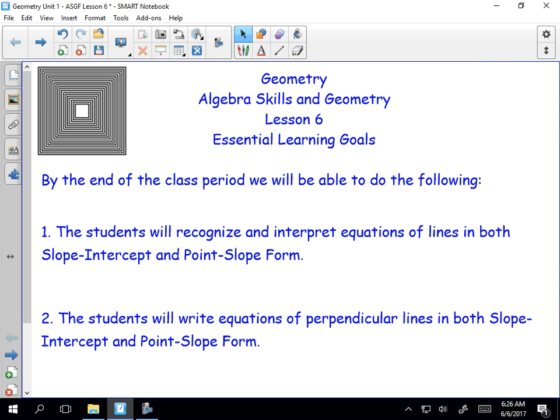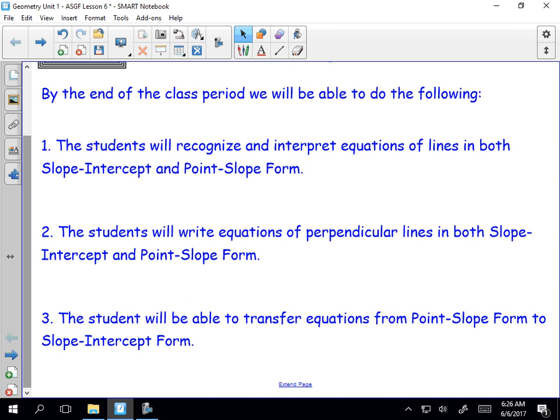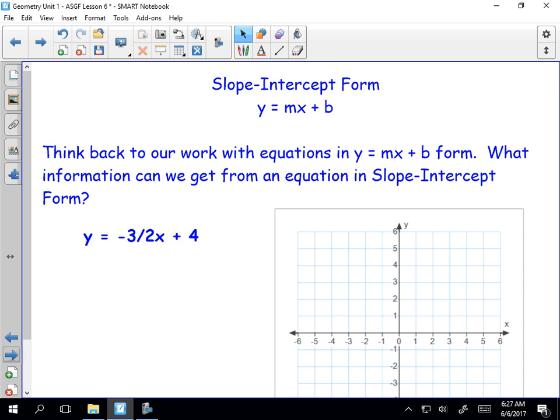Our goal for today is, by the end of this lesson, to be able to recognize and interpret the equations of lines in both slope-intercept and point-slope form. Second, students will be able to write equations of perpendicular lines in both slope-intercept and point-slope form. And finally, students will be able to transfer equations from point-slope form to slope-intercept form.